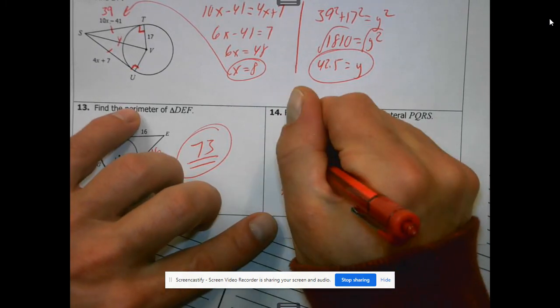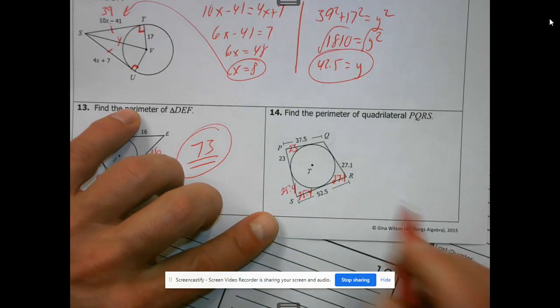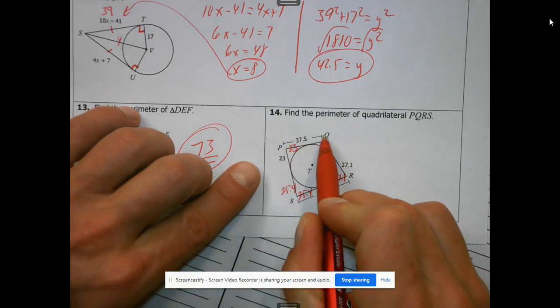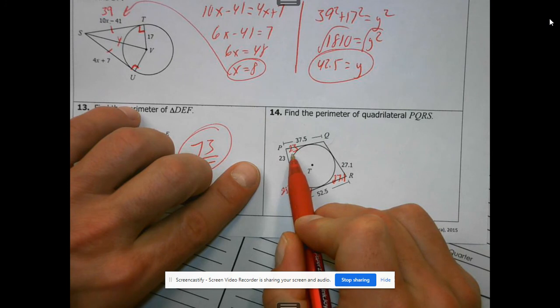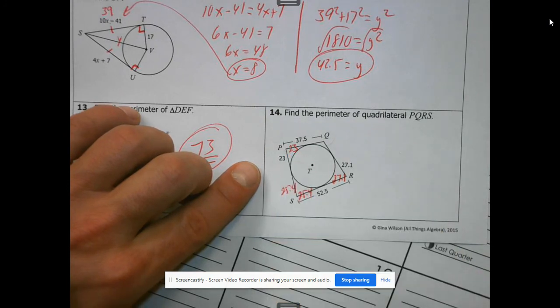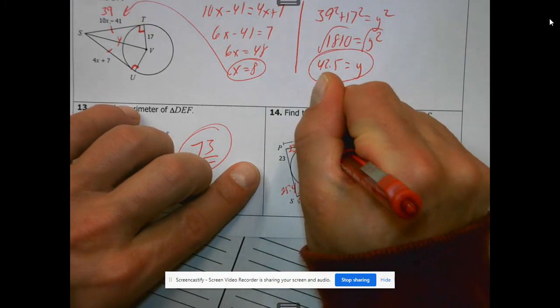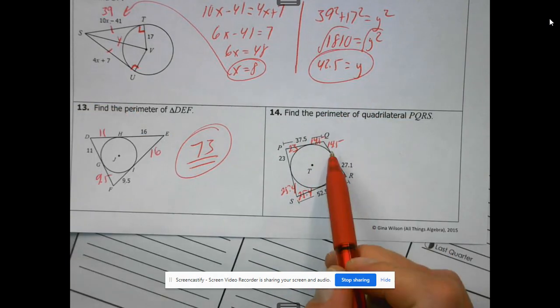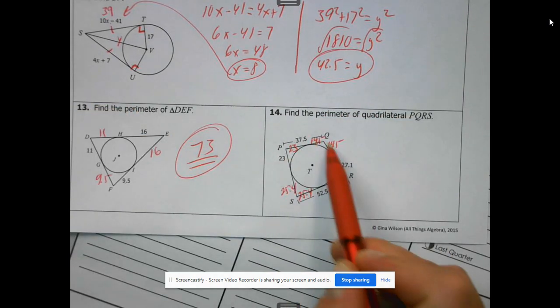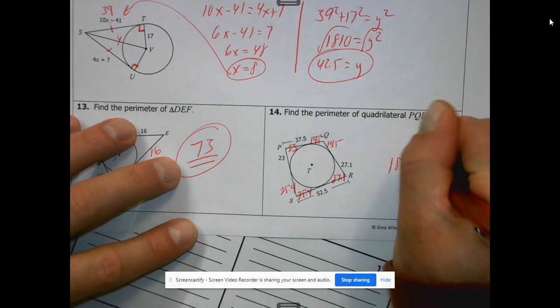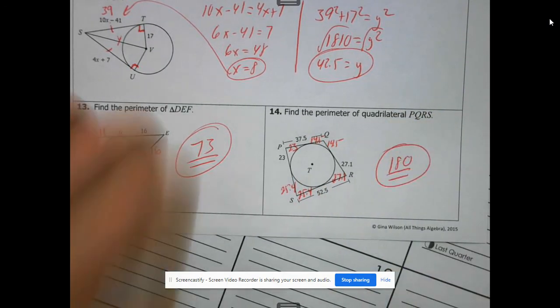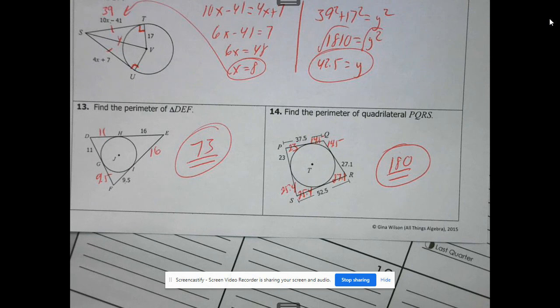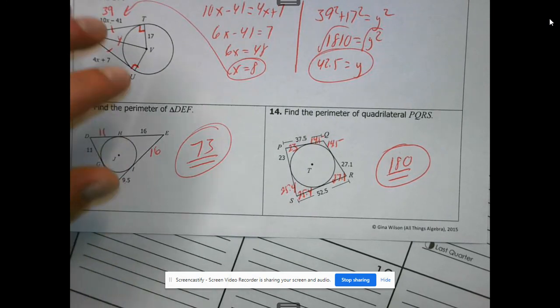If that's 23, that's 23. The whole thing is 37.5. Subtract off the 23. You're left with 14.5, which this would also be 14.5. Add up all the numbers on the outside. Do that correctly, it should come out to be 180 for the perimeter of PQRS. That's it for tangent lines.